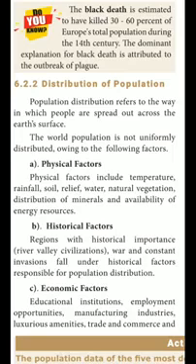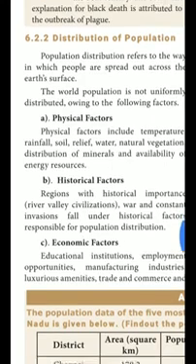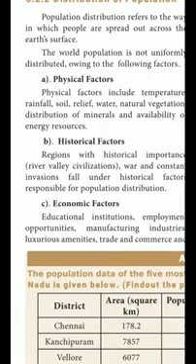Regions with historical importance. What are the historical factors? War and constant invasions fall under historical factors responsible for population distribution. That is a river valley civilization. So near that, people will live more. And if war occurs in one place, they can't live there, they will move to other places, isn't it? Because of this also, it is one of the reasons for the distribution of population.